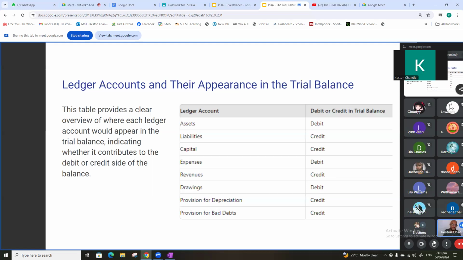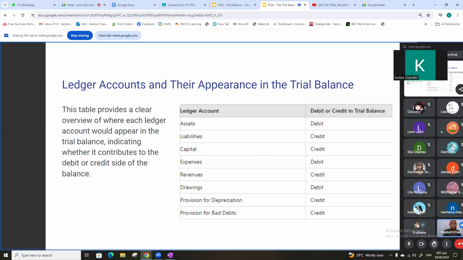Provisions for depreciation, provisions for bad debts. Somebody had trouble with that, the notes in the account. I think it was Tia. Did I get that correct? Those types of accounts usually have credit balances.